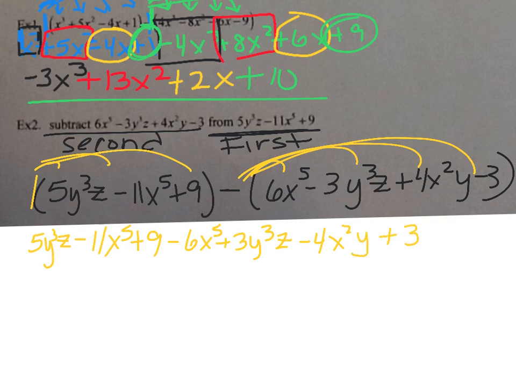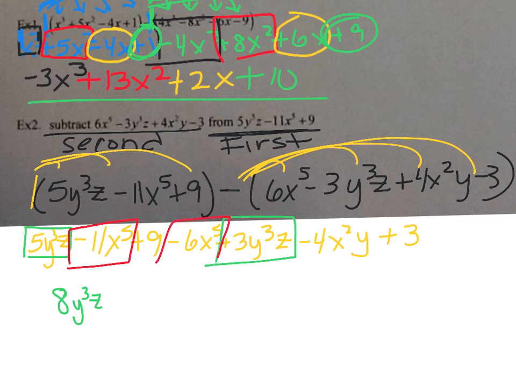And now we're going to combine all the like terms. So I have here 5y to the 3rd z. I'm looking for y to the 3rd z right here. Add the coefficients. So we have 5 plus 3 is 8. So it's 8y to the 3rd z. I have here a negative 11x to the 5th. I'm looking for an x to the 5th. So I see one right here. So negative 11 minus 6 is negative 17x to the 5th.